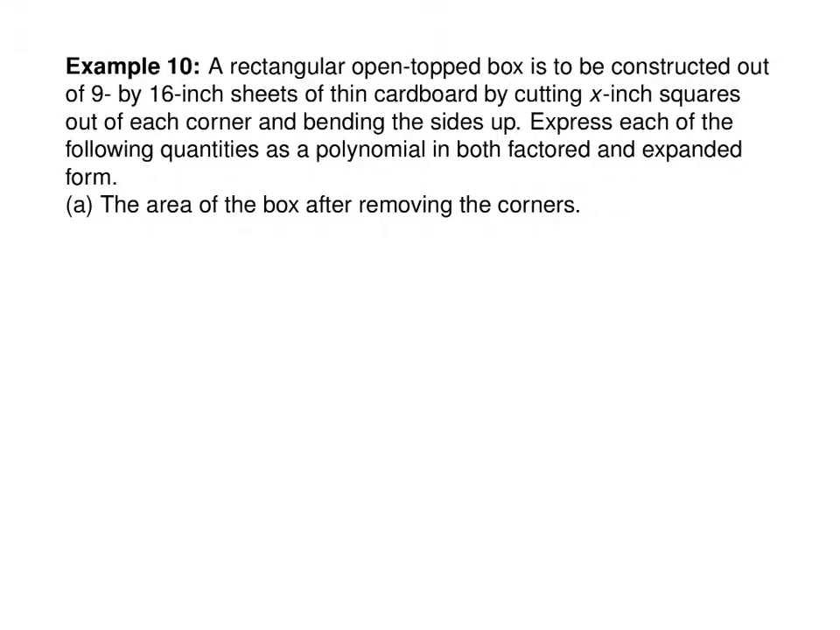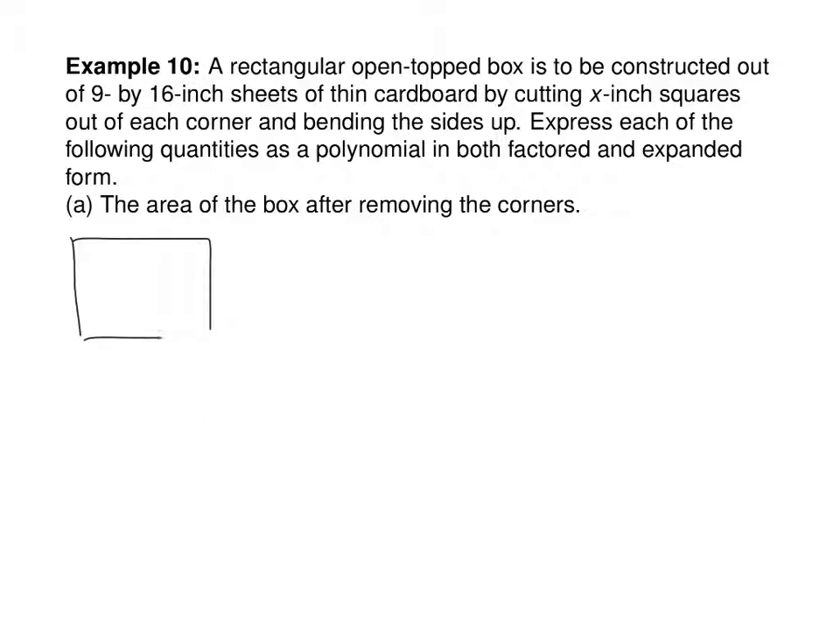And lastly, let's solve a problem that is sort of more calculus-like. So you might solve a problem like this in calculus class at some point in time in your life. A rectangular open-top box is to be constructed out of 9 by 16-inch sheets of thin cardboard by cutting out x-inch squares out of each corner and bending the sides up. Express each of the following quantities as a polynomial in both factored and expanded form. So first we want to find the area of the box after removing the corners.